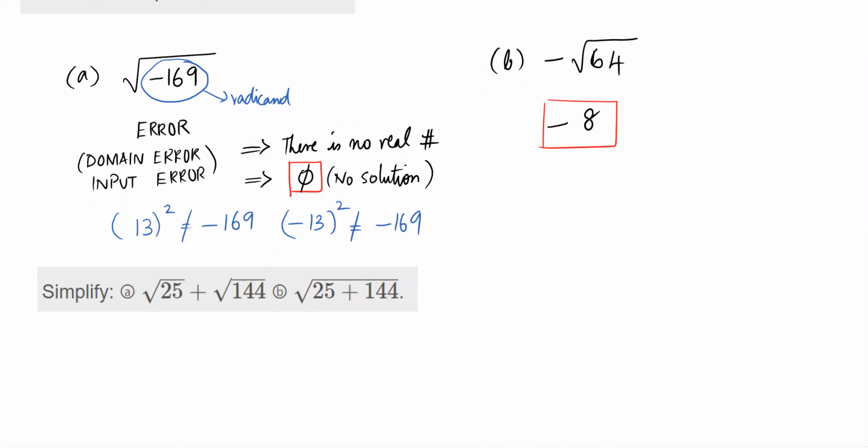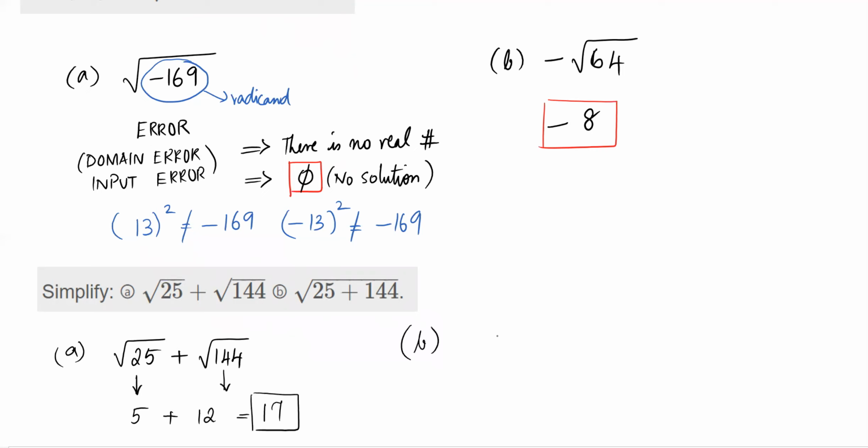Now let's take a look at this problem. This is interesting because it's a play of how the symbol is understood. Square root of 25 plus square root of 144. Clearly, you see two separate terms, right? The plus in between them separates them completely. So you do them one by one. So square root of 25 is 5, plus square root of 144 is 12. So now you can add the 5 and the 12. That gives you 17.